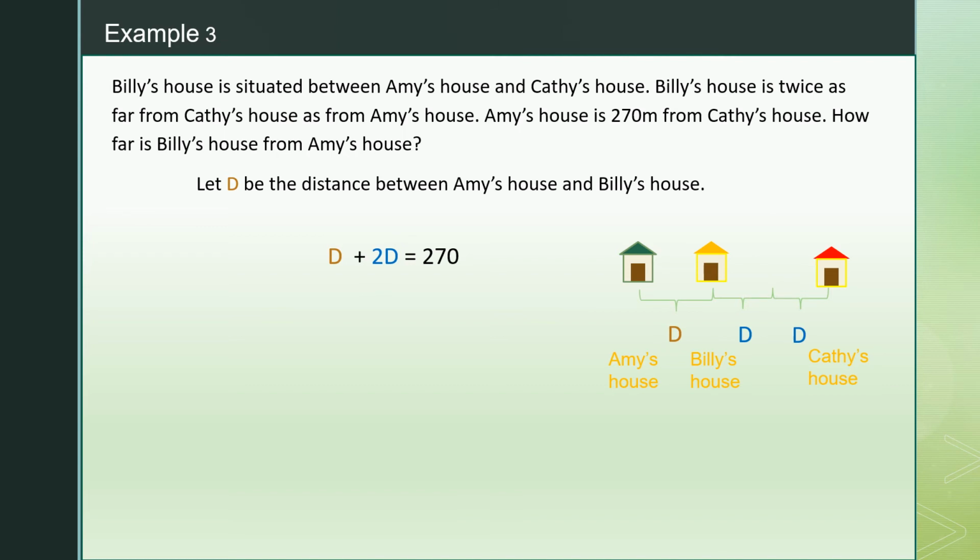So D plus 2D equals to 270. D plus 2D is 3D. 3D equals to 270. Divide both sides by 3. On the left, 3D divided by 3 is D. On the right, 270 divided by 3 is 90. How far is Billy's house from Amy's house? Billy's house is 90 meters from Amy's house.